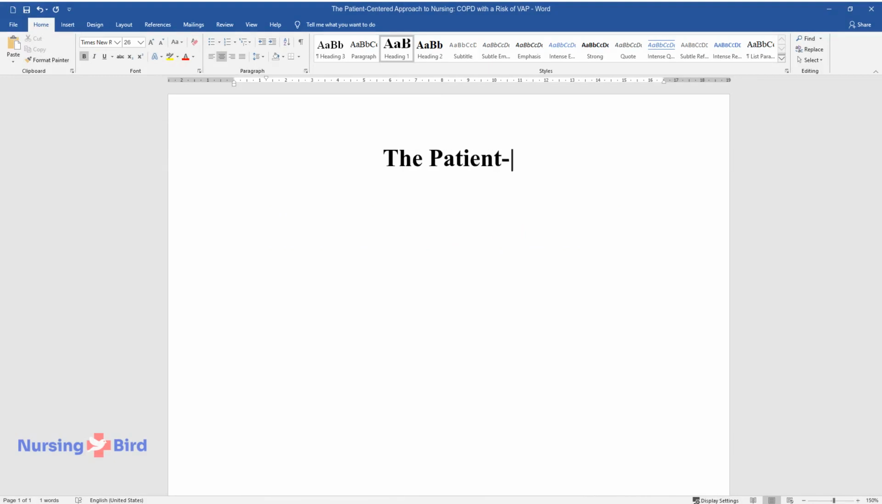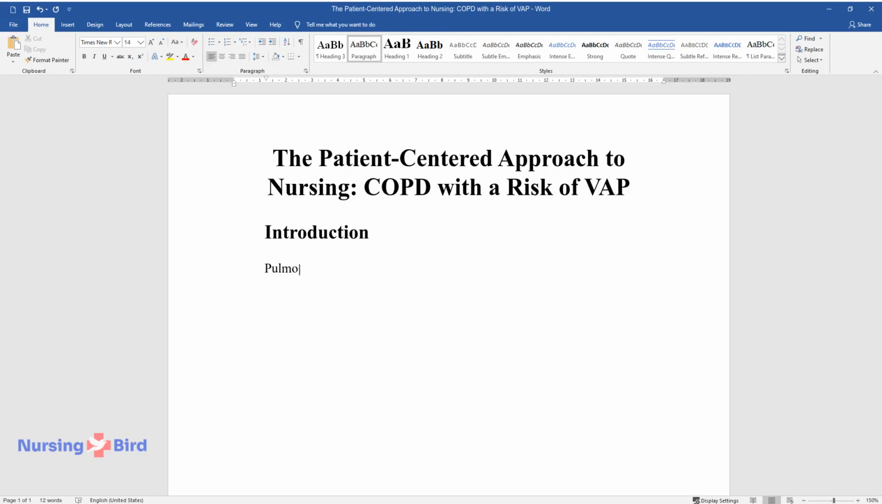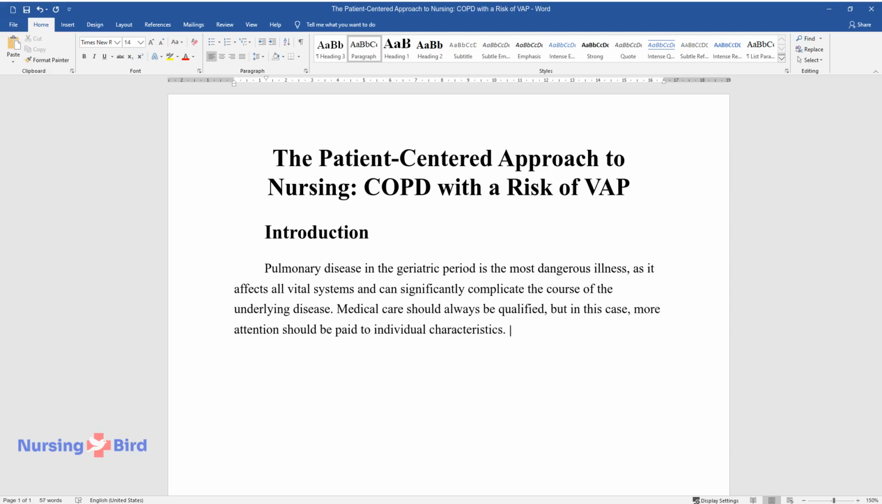The patient-centered approach to nursing: chronic obstructive pulmonary disease with a risk of ventilator-associated pneumonia. Introduction. Pulmonary disease in the geriatric period is the most dangerous illness, as it affects all vital systems and can significantly complicate the course of the underlying disease. Medical care should always be qualified, but in this case, more attention should be paid to individual characteristics.